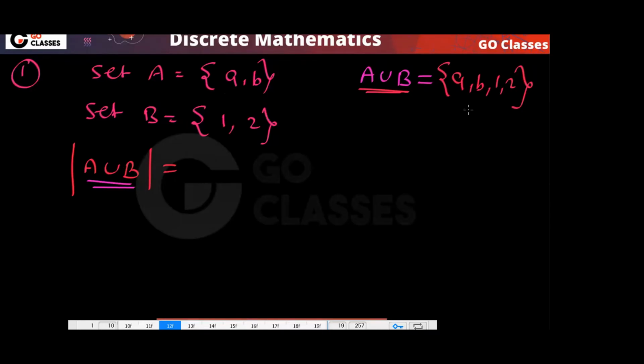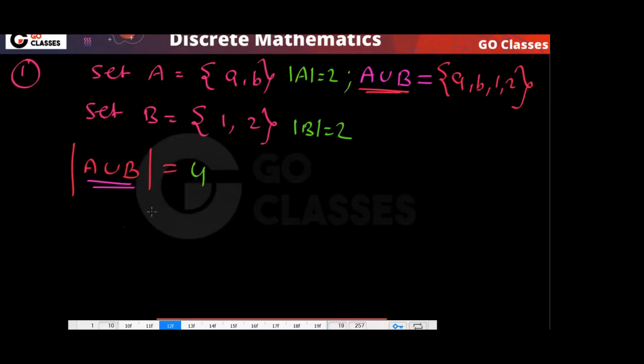Now, what does cardinality mean? Cardinality means how many elements are there. Like I can say the cardinality of A is 2, the cardinality of B is 2. Cardinality means the number of elements. In this set A, we have 2 elements. So finally, the cardinality of A union B will be 4.